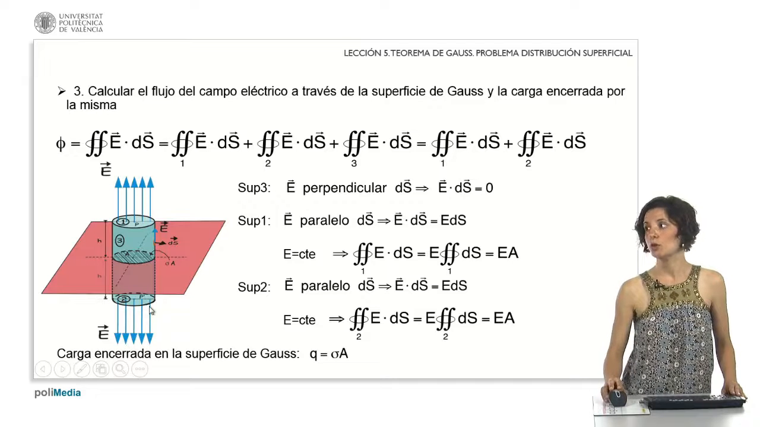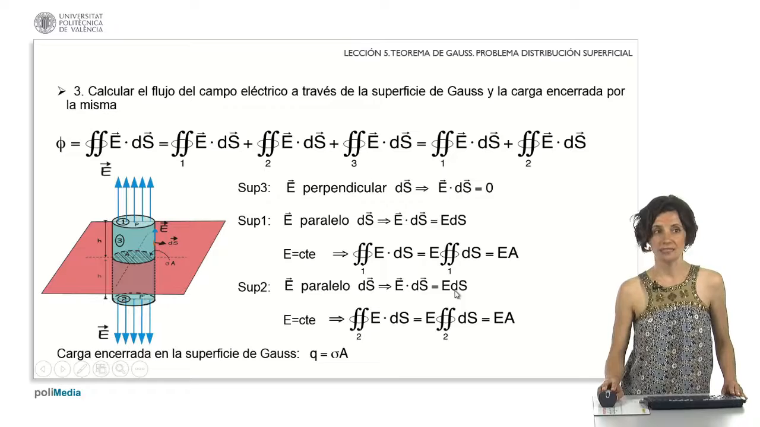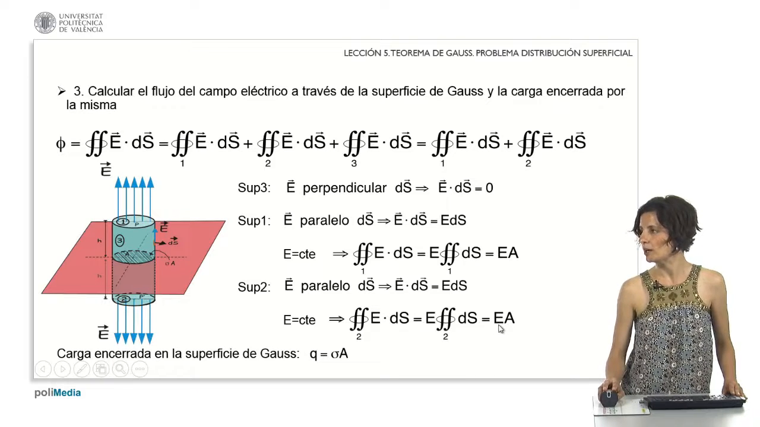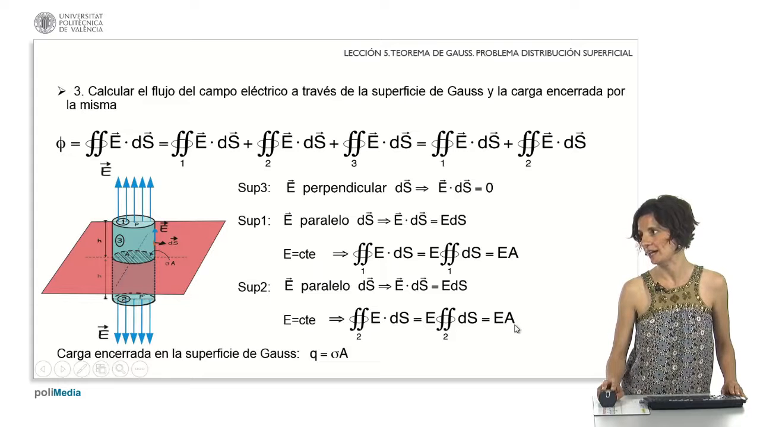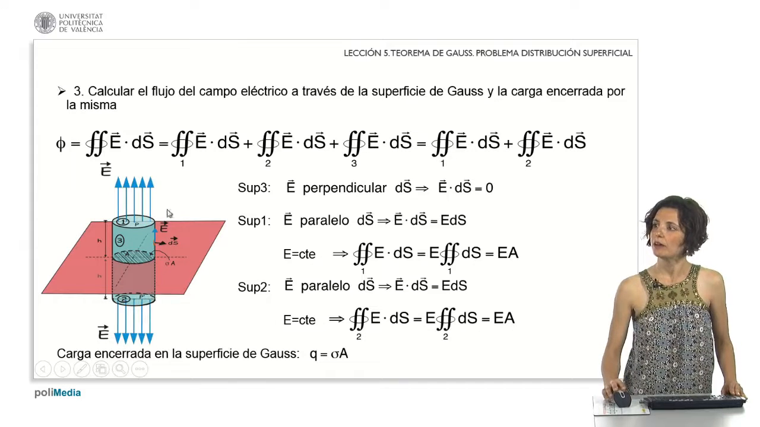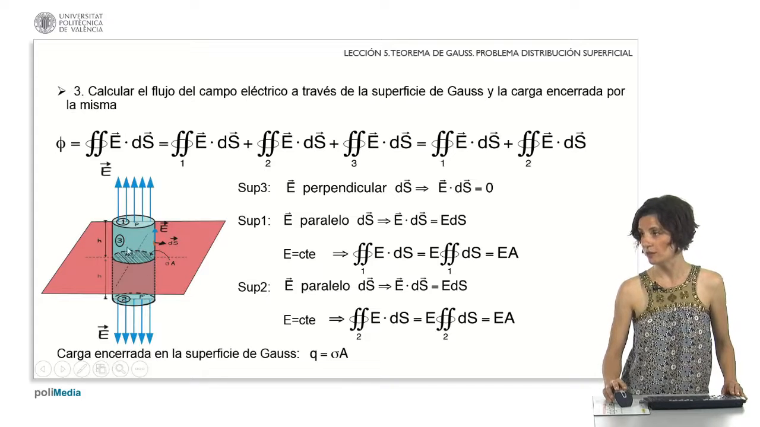On surface 2, the same thing happens. The electric field and the differential of S are still parallel. Therefore, the scalar product is equal to the product of the moduli, and the electric field modulus is also constant. Therefore, it leaves out the integral, and we are left with the flux equal to the electric field modulus times area A, exactly the same as in surface 1. Then, the total flux will be equal to twice the electric field modulus times A. The charge enclosed by this cylinder is equal to the striped area A multiplied by sigma coulombs per square meter.